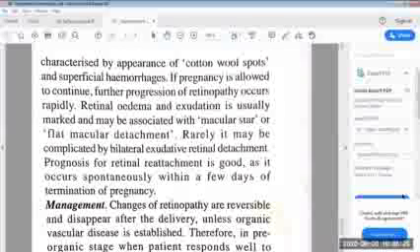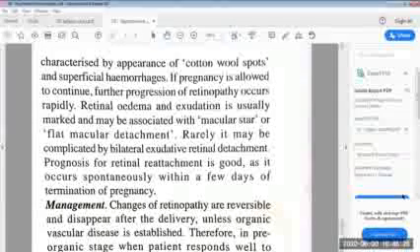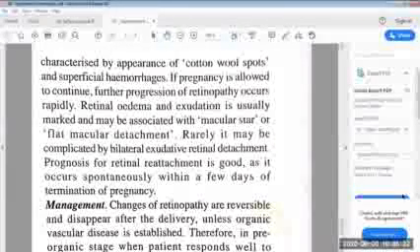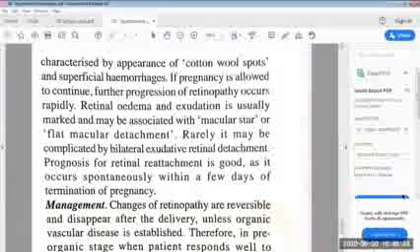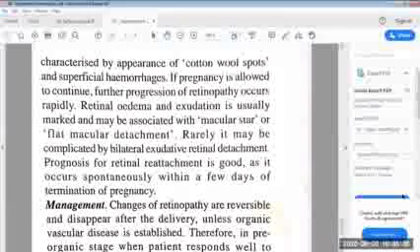Retinal edema and exudation is usually marked and may be associated with macular star or flat macular detachment. Rarely, it may be complicated by bilateral exudative retinal detachment. Prognosis for retinal reattachment is good, as it occurs spontaneously within a few days of termination of pregnancy.